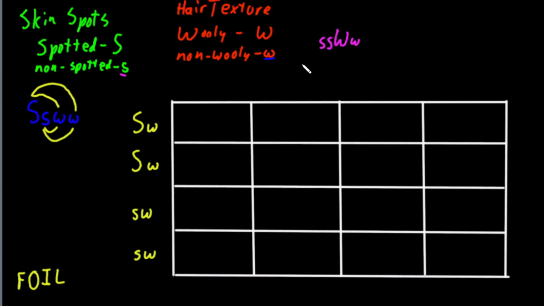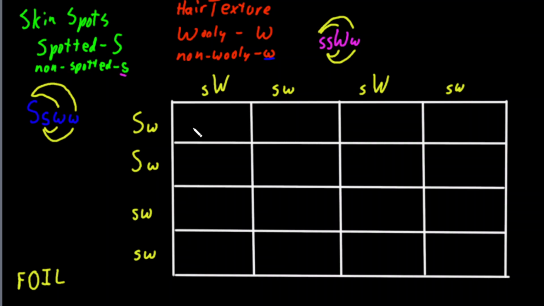All right, and that will go with our first, outside, inside, last, which is little s, capital W, little s, little w, little s, capital W, and little s, little w.